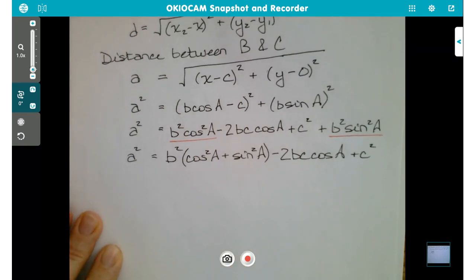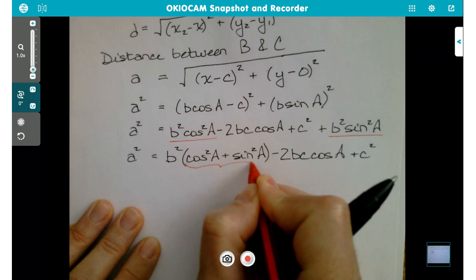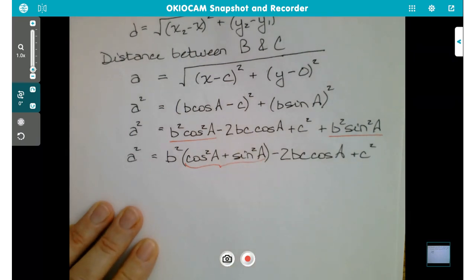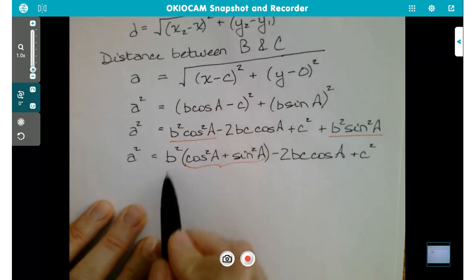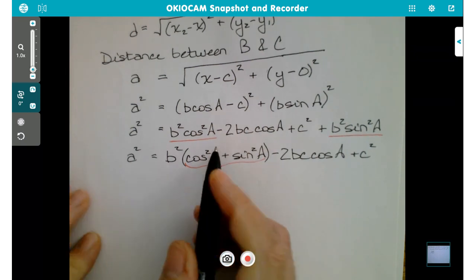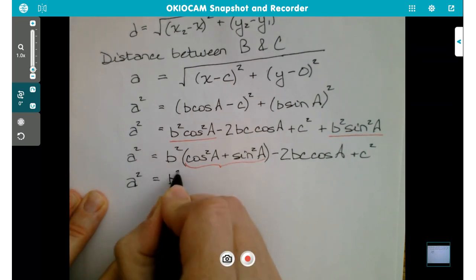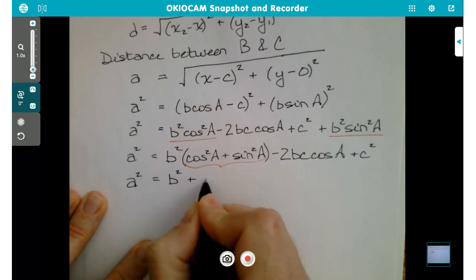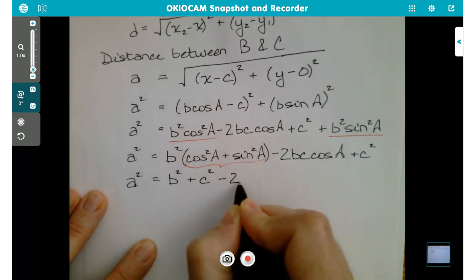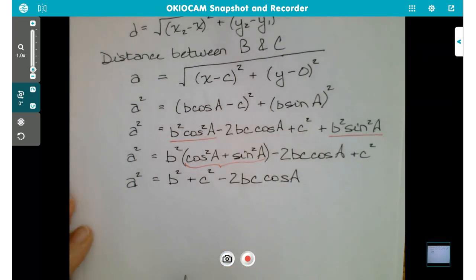Now, you may recognize an identity right here. Cosine squared a plus sine squared a. Pythagorean, there it is. Pythagorean identity, that's 1. Why am I going to write b squared times all this when I could just write b squared times 1? I'm not. That's just b squared. Plus c squared, just rearranging. And that is our law of cosines, version 1.